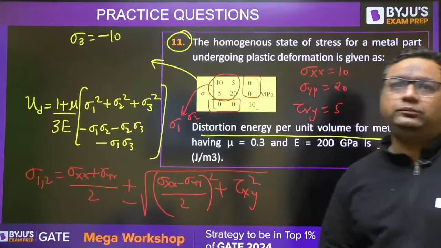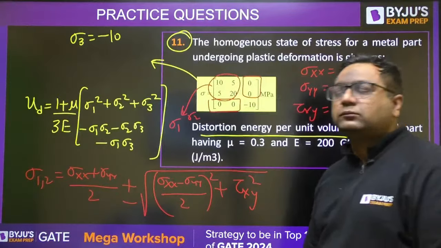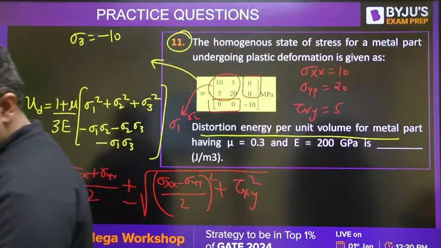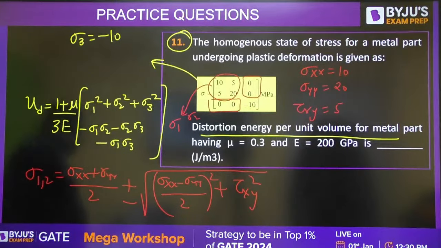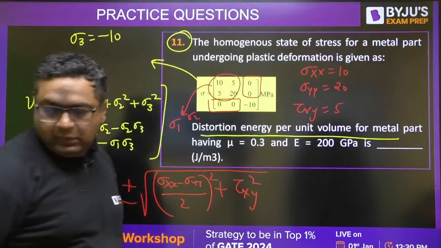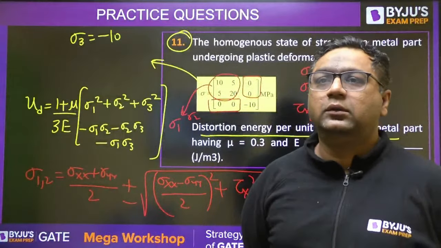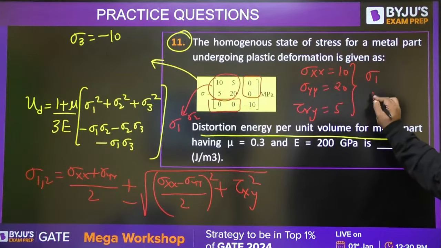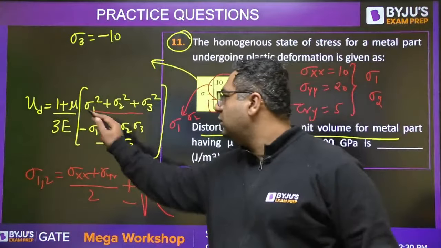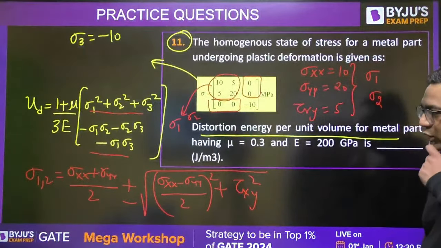Solve this one, guys. So answer, Ajay, you have given it for the previous question. JT, your answer is wrong. Your answer is wrong. Yes. First of all, find out sigma 1 and 2. Then put the values. You will get distortion energy per unit volume.